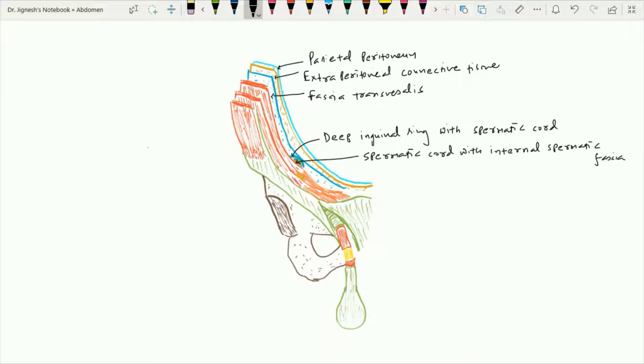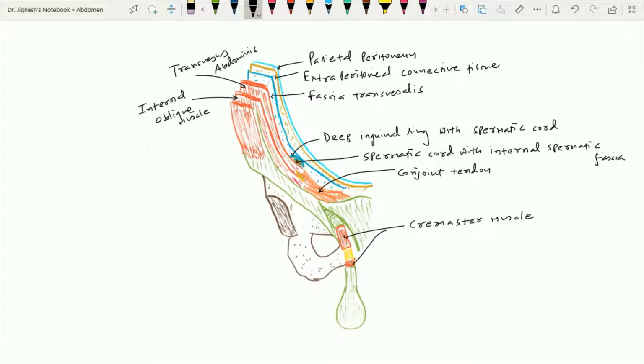Just superficial to the fascia transversalis, we find the transversus abdominis muscle, and just superficial to it, we find the internal oblique muscle. Both these muscles form the conjoint tendon, which forms the posterior wall of the inguinal canal. And while the spermatic cord passes through the inguinal canal, the internal oblique muscle provides some muscular fibers to the spermatic cord, and these muscular fibers are called the cremaster muscle. So here in this figure, we have shown the cremaster muscle present here.